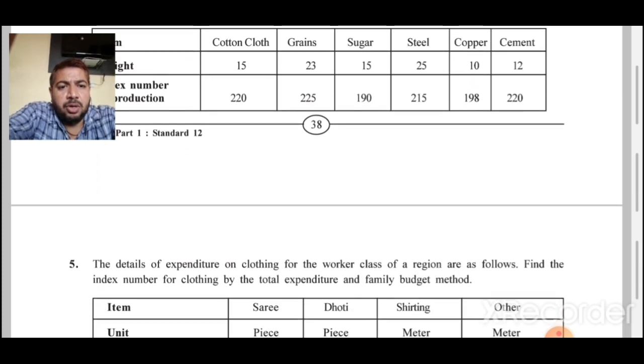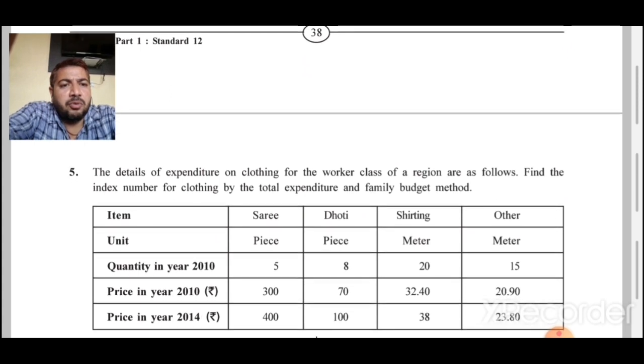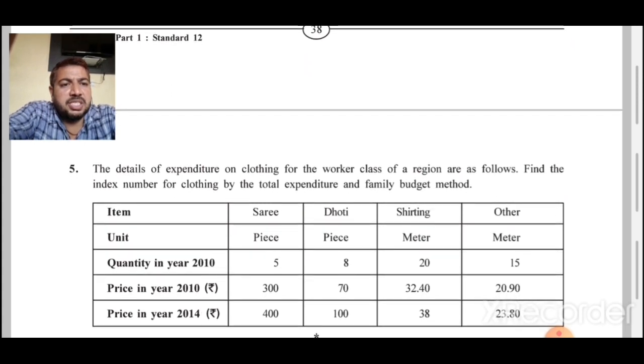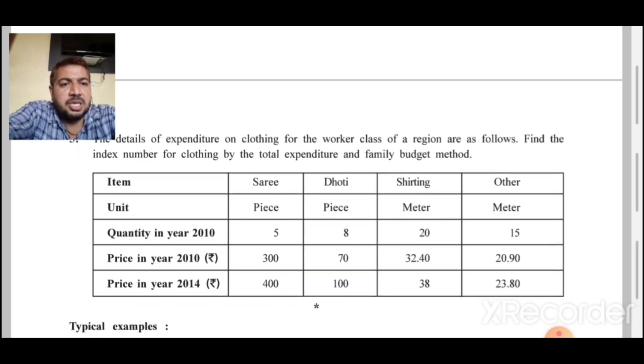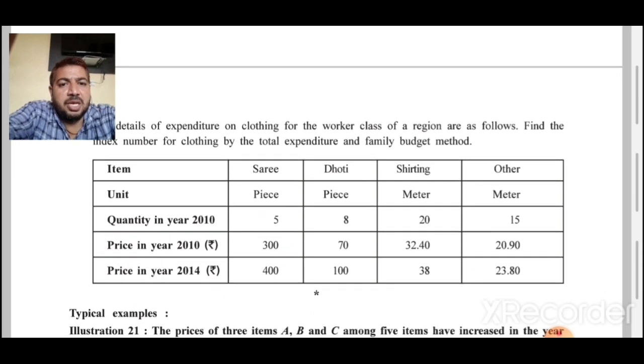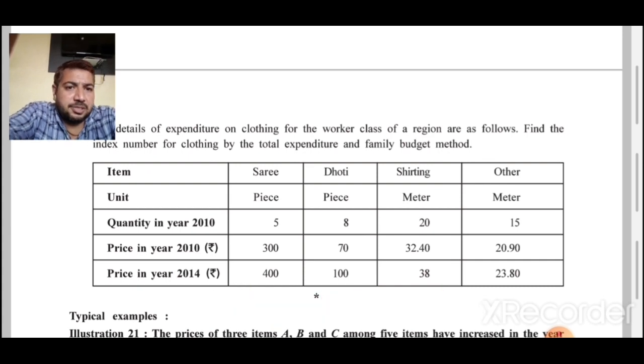Now sum number 5: the details of expenditure on clothing for the worker class of a region are as follows. Find the index number for clothing by the total expenditure and family budget method. So friends, in this sum we have to apply both the methods, total expenditure method as well as family budget method. So let's understand the question.